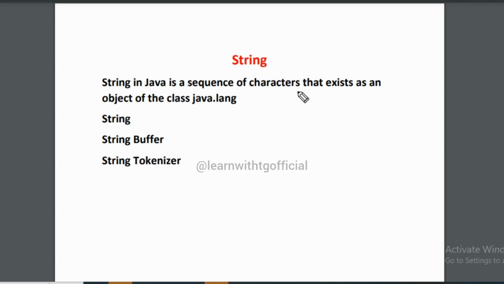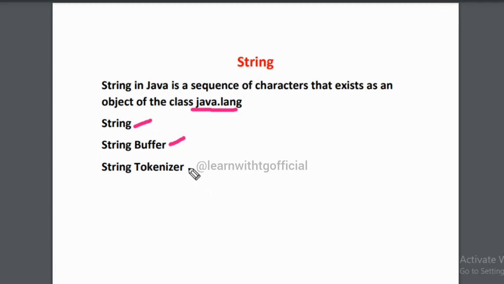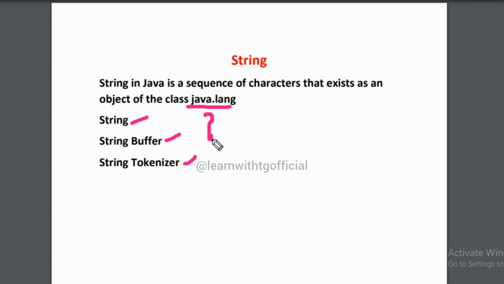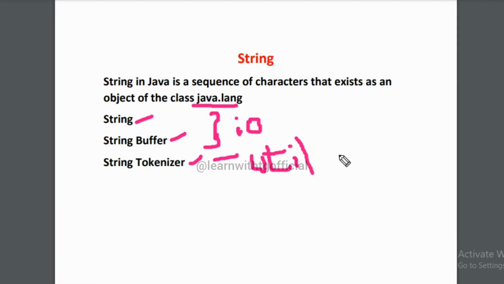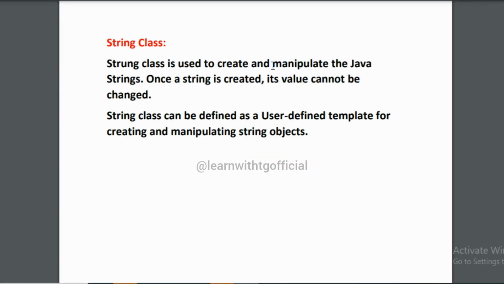String in Java is a sequence of characters that exists as an object of the class java.lang. We have string buffer and string tokenizer. String buffer belongs to java.io.*, whereas string tokenizer is in java.util.